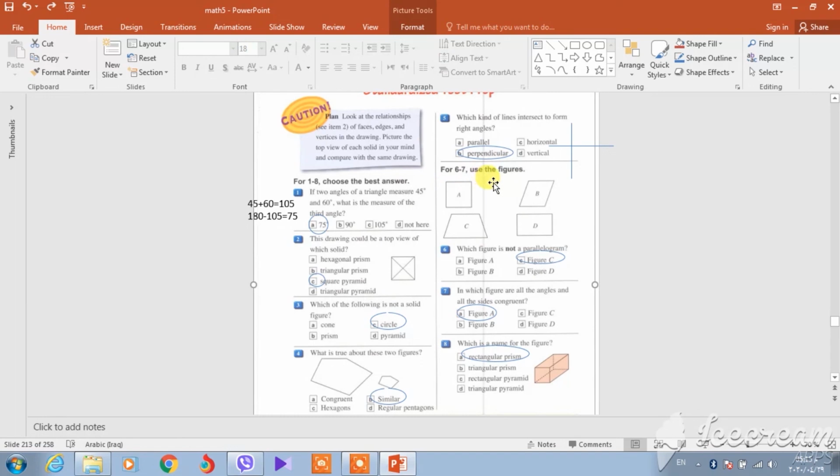For 6 to 7, use the figures. Which figure is not a parallelogram? C, because the 2 sides intersect, they are not parallel. In 7, which figure has all angles and sides congruent? Figure A has all sides and angles congruent. Which is the name for the figure? This is a rectangular prism because this is a rectangle, students.